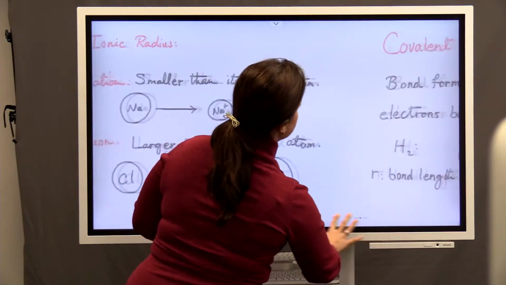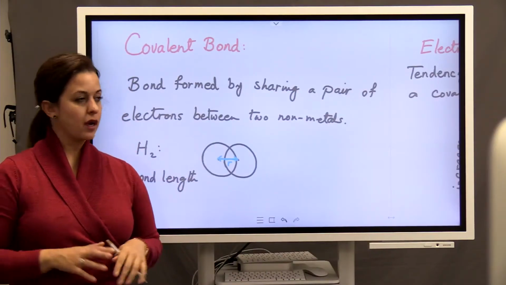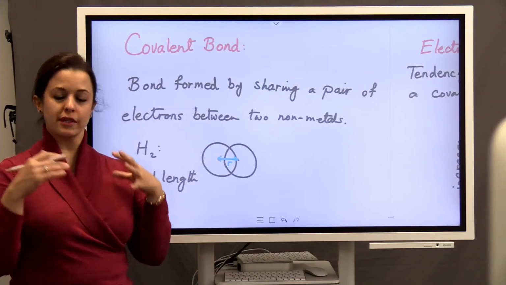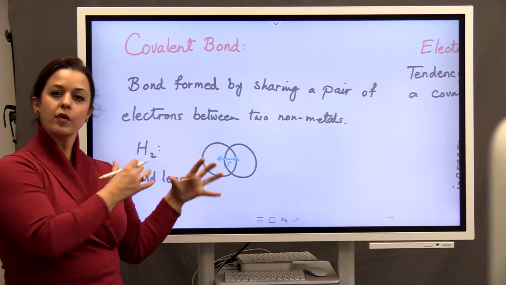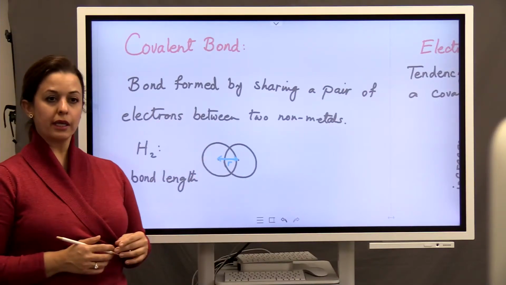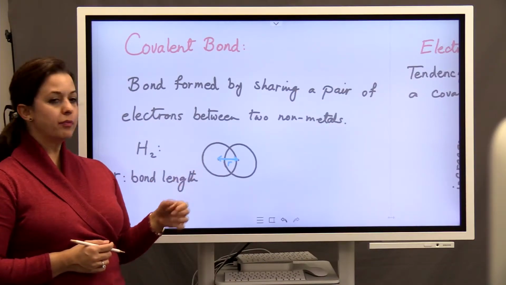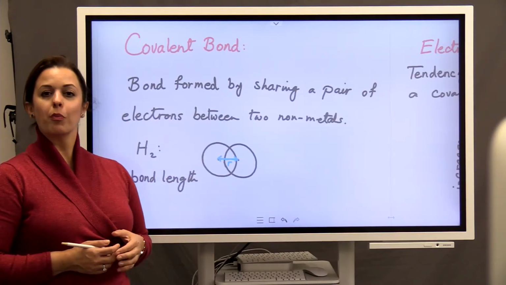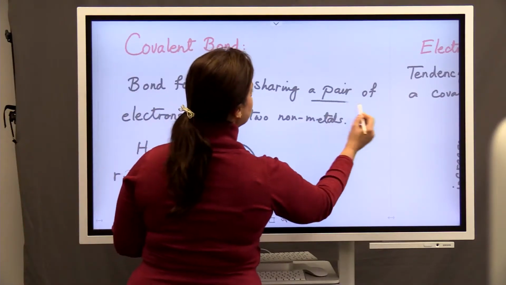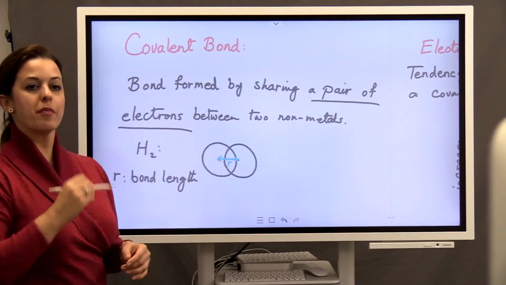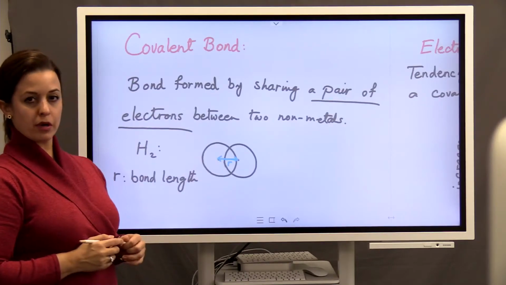Okay, let's move towards covalent bond. We are done with the concept of ionic bonding, how it forms, the strength of ionic compounds. The rest of the focus of this chapter is on covalent bonding. You remember from chapter 2 that covalent bond is a bond which is formed by sharing a pair of electrons, not one single electron, at least one pair of electrons between the two nonmetals.